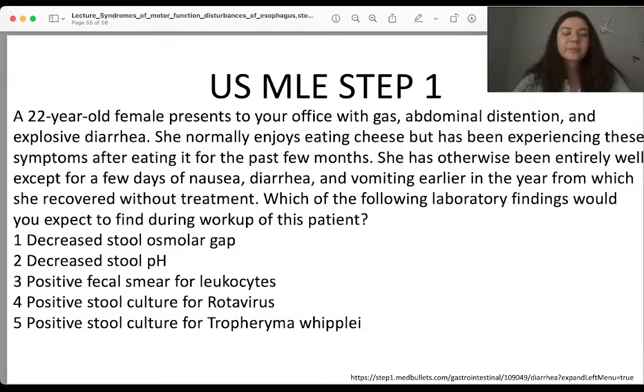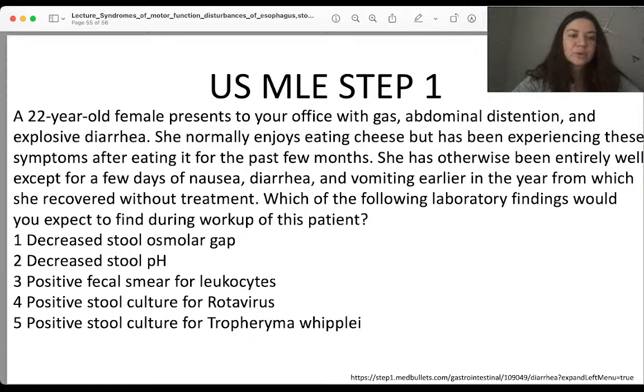And for your individual work, for your interest, I have a USMLE question for you. A 22-year-old female presents to your office with gas, abdominal distension, and explosive diarrhea. She normally enjoys eating cheese, but has been experiencing these symptoms after eating it for the past few months. She has otherwise been entirely well. She recovered without treatment. Which of the following laboratory findings would you expect to find during workup of this patient?